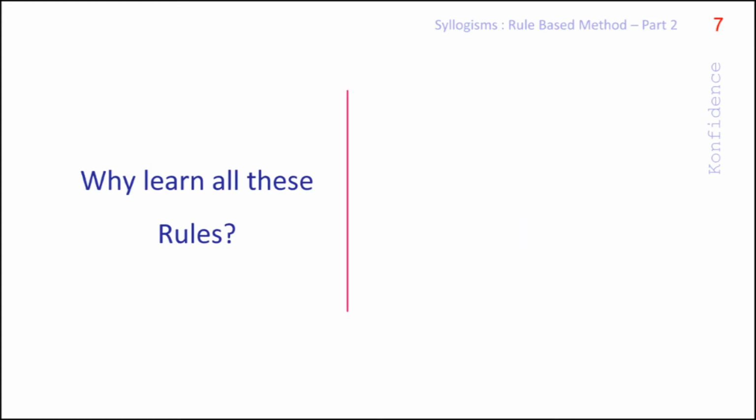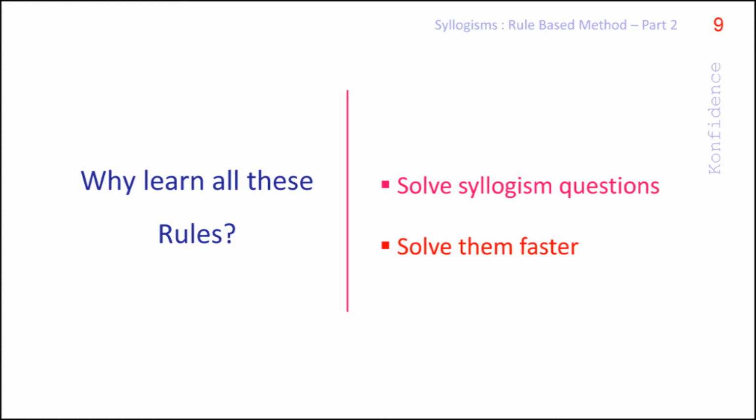Let us not lose focus of why we are doing all this. We are trying to solve syllogism questions that are quite common in aptitude tests. And we are trying to solve them faster than what is possible with a diagrammatic method. In an aptitude test, time is a premium commodity. And knowing how to apply these rules will help us save a lot of time.